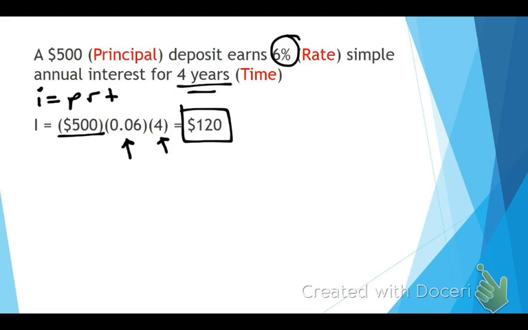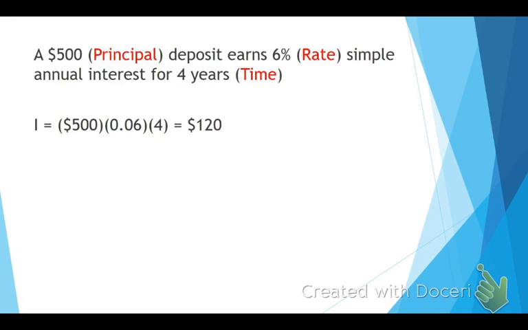$120. So if I asked you to tell me how much money do they have now, how would I find that? They had $500, they made $120 in interest. So how much do they have now? $620, because you add together what they deposited and how much they made, $620.